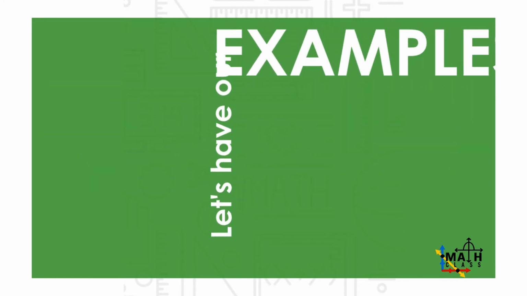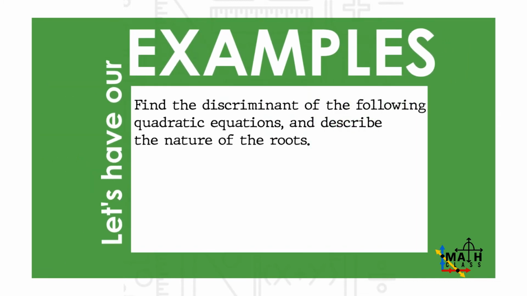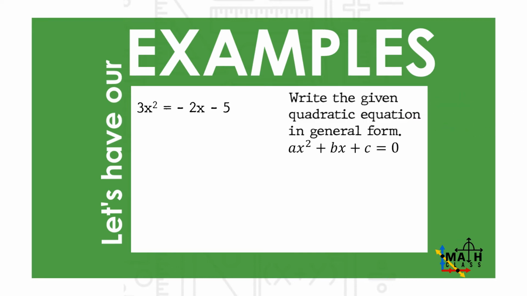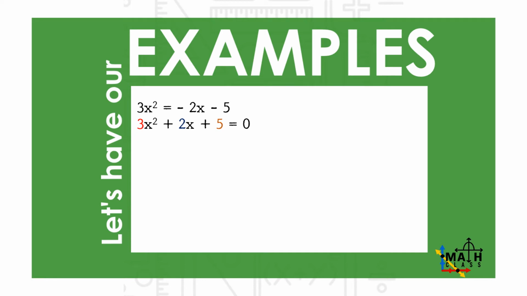Let's have our example. Find the discriminant of the following quadratic equations, and describe the nature of the roots. 3x squared equals negative 2x minus 5. First, write the given quadratic equation in general form. Determine the values of a, b, and c.